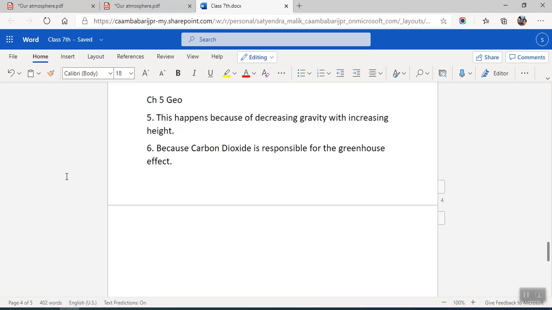Question number 5. This happens because of the decreasing gravity with increasing height. As you go up, the gravity would be decreasing, and so will be the ability of the earth to attract more air towards it. So this will be the answer to question number 5. This happens because of the decreasing gravity with increasing height.